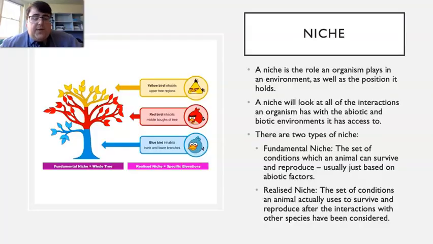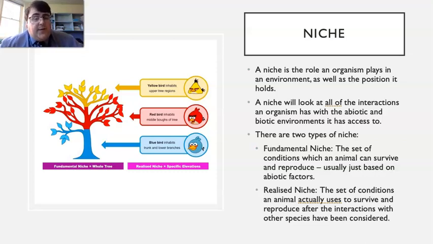So we're starting with what's known as a niche. A niche is the role that an organism plays in an environment as well as the position it holds. So a niche will look at all of the interactions an organism has with the abiotic and biotic environments and has access to, and can be broken down into two different types of niche.